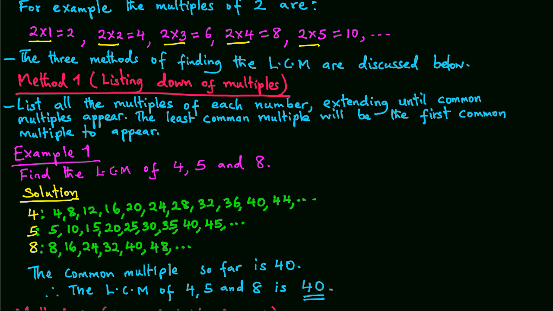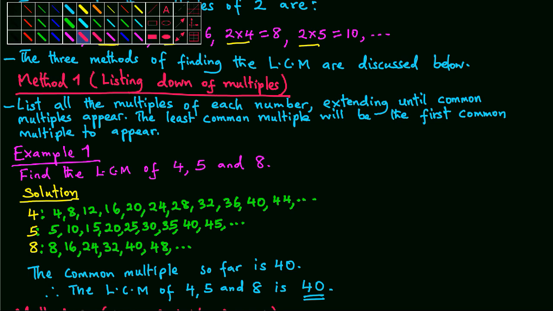So far it is 40. So you have 40, there is 40, and here we also have 40. So any other common multiple that will appear will obviously be larger than 40, and therefore the LCM of 4, 5, and 8 is 40.